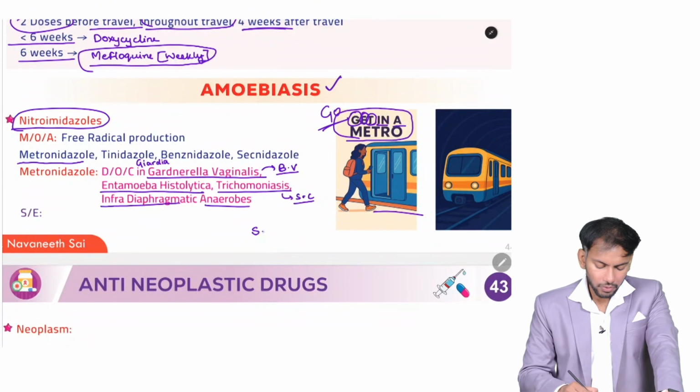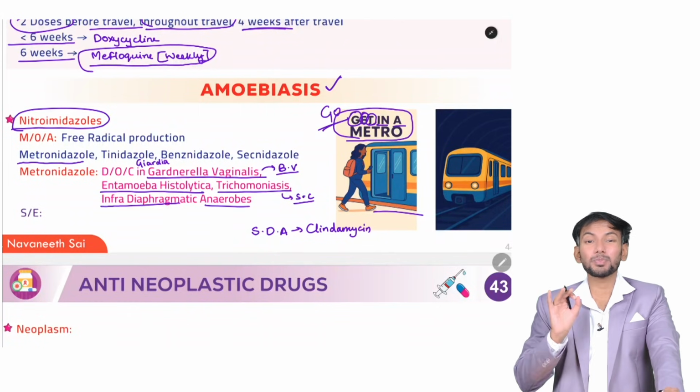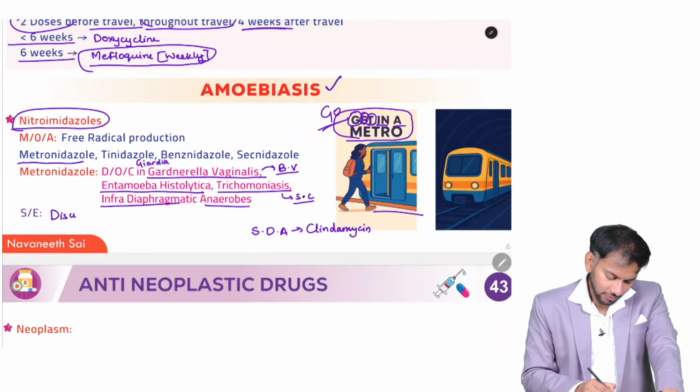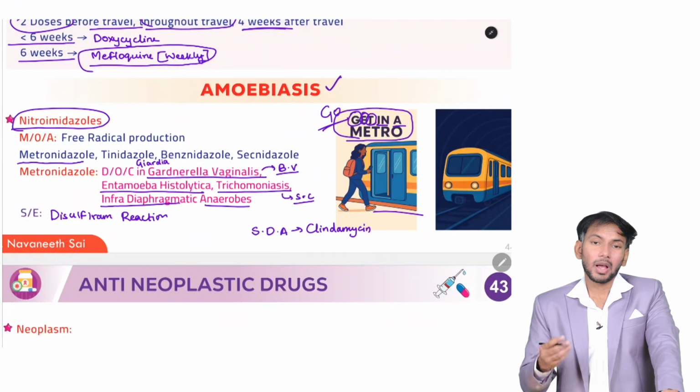Infradiaphragmatic anaerobes. For supradiaphragmatic anaerobes, the drug of choice is clindamycin. For infradiaphragmatic, it is metronidazole. I told you the most important side effect of metronidazole. What is it? It is going to be disulfiram reaction. That's all about amoebiasis.